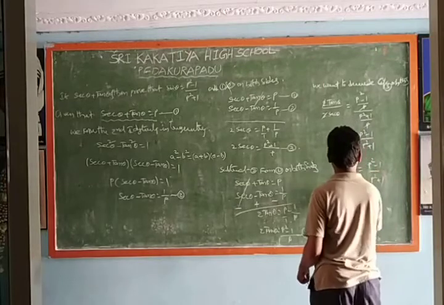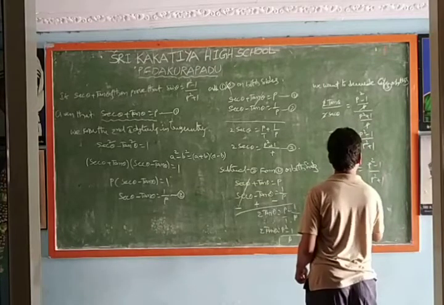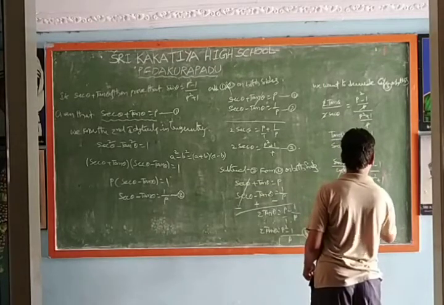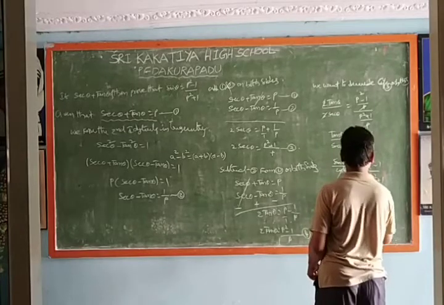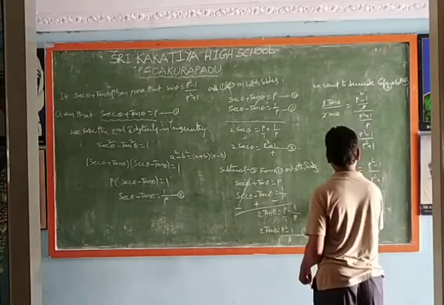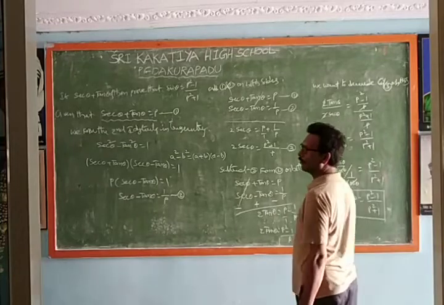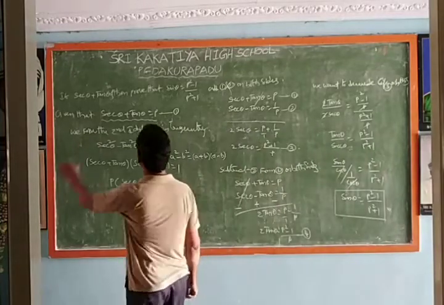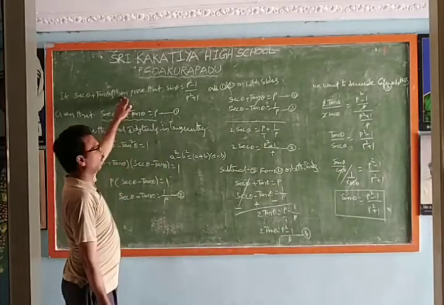Cos theta cancels. This is sin theta equal to p square minus 1 by p square plus 1. Hence the problem is proved. Listen once, this is a very important problem in trigonometry for 4 marks.